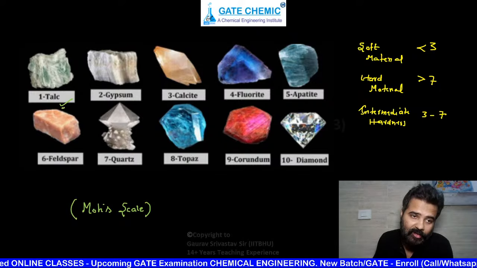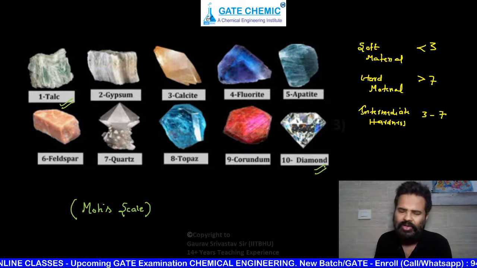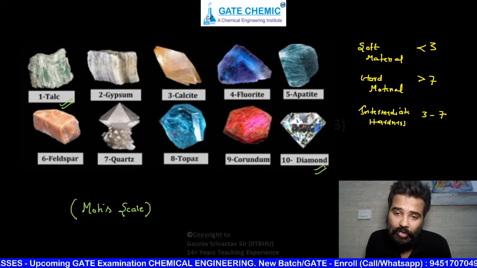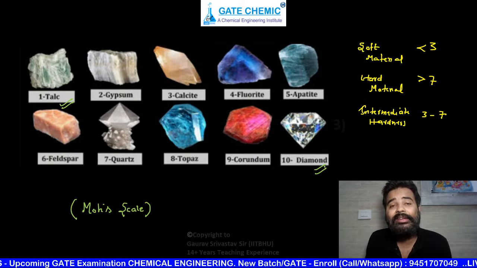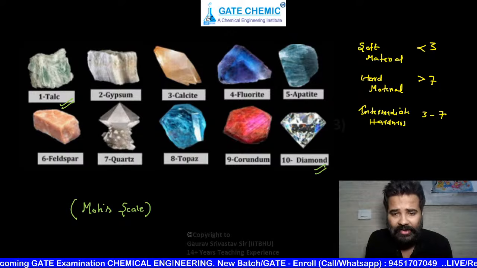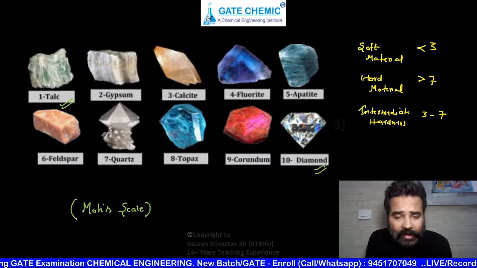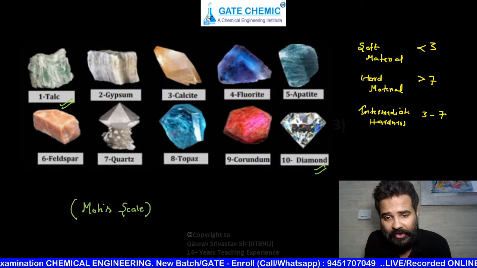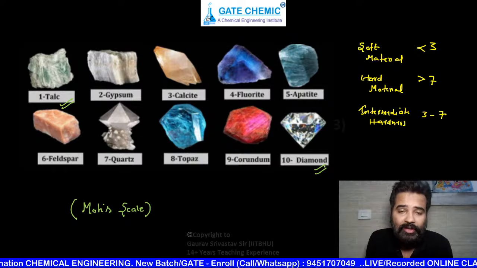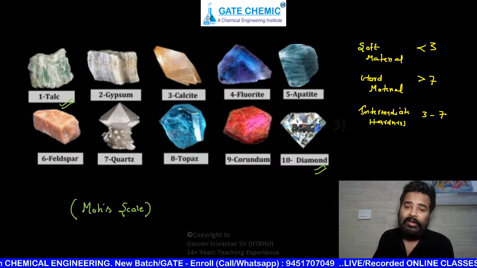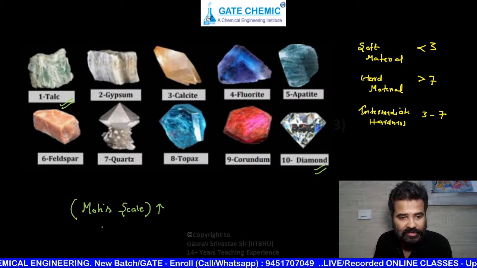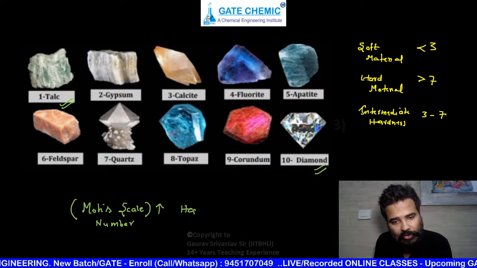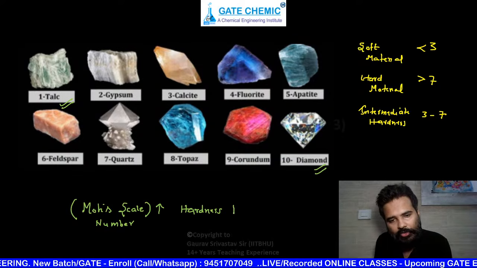Like 1 represents talc and 10 represents diamond. So clearly you can see when we increase the number, the hardness increases, because everyone knows that out of all these, the hardest is diamond. Everyone knows that diamond is much harder than all these. So clearly when you increase the scale number, hardness increases. Hardness will also increase. Okay.